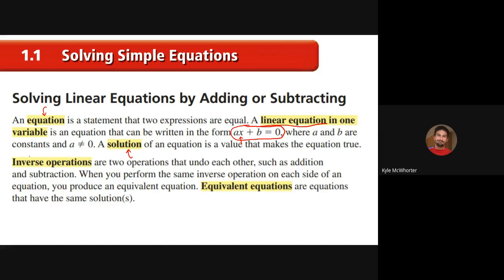Inverse operations. Inverse operations undo each other, like addition undoes subtraction. They're the opposite of each other. Multiplication and division are inverse operations, right? If you multiply by 3 and then divide by 3, you'd get back your original number, just like if you add 5 and then subtract 5, you're going to go back to your original number. When you do the same inverse operation to each side of an equation, the result is what we call an equivalent equation. Two equivalent equations have the same exact solutions.